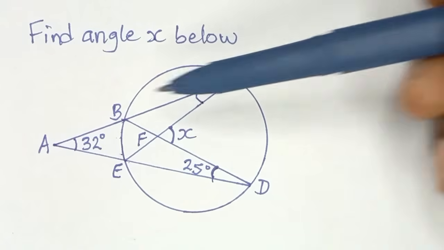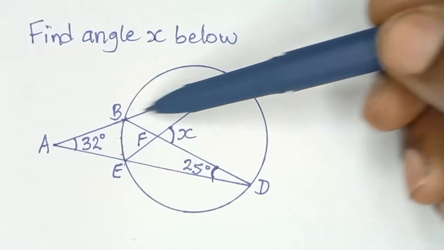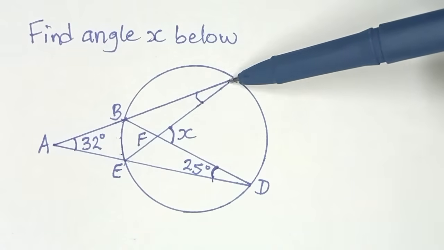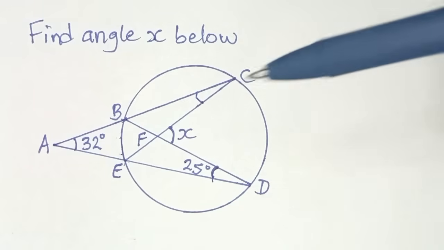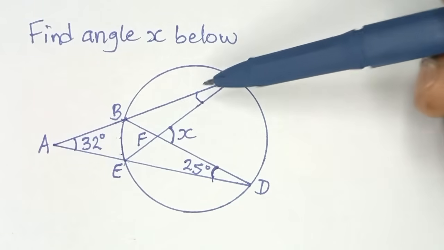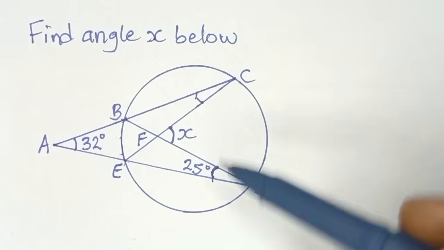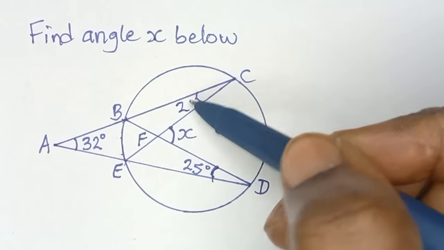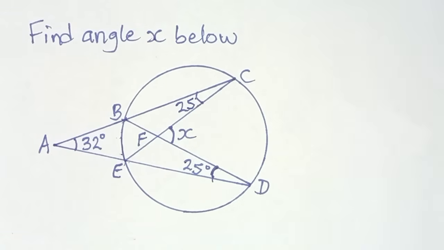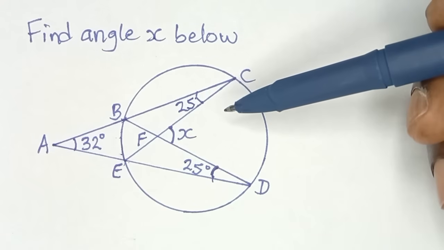So according to the rule, once you see lines coming from the same points, going to the circumference to form an angle, and then another part of the circumference to form an angle, then you agree with me that the 2 angles are angles in the same segment and they are equal. So this is 25. This will also be 25 degrees because angles in the same segment are equal.